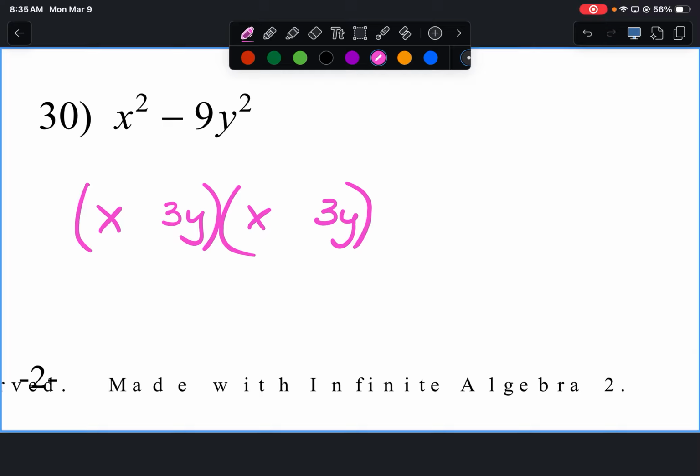And what signs do you need for a difference of squares? Doesn't matter the order of those signs. It can be plus minus, or it can be minus plus.